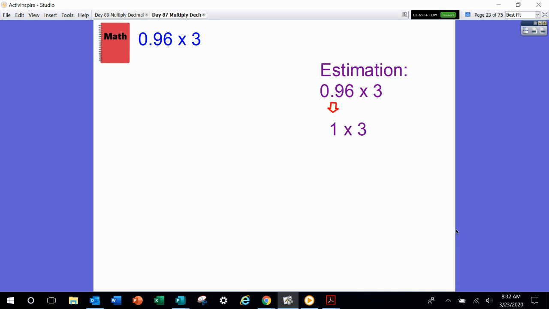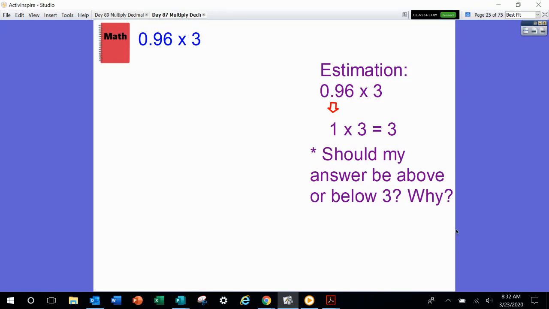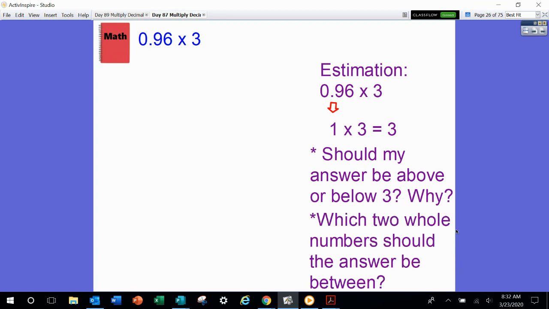96/100 is the number I'm going to round, which I'm choosing to round to 1. So 1 times 3 gives me 3. Should my answer be above or below the 3? Well, I rounded 96/100 up to 1, so that means my answer should be lower or below 3. Which two whole numbers should the answer be between? Well, had I rounded this 96/100 down, even though that's not the proper way to round, I would have gotten 0, and 0 times 3 is 0. So my answer should be between 0 and 3.